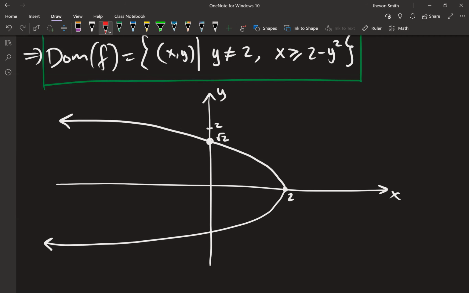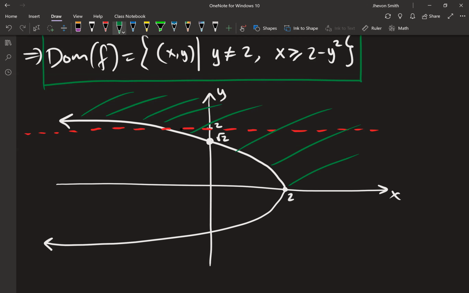Okay, so y equals 2 is bad. I cannot touch anywhere on this horizontal line. On top of that, I need my x to be larger than this parabola. So it's all regions outside this parabola, not including the red dotted line. And in fact, it includes the boundary except the part that is on the red dotted line.